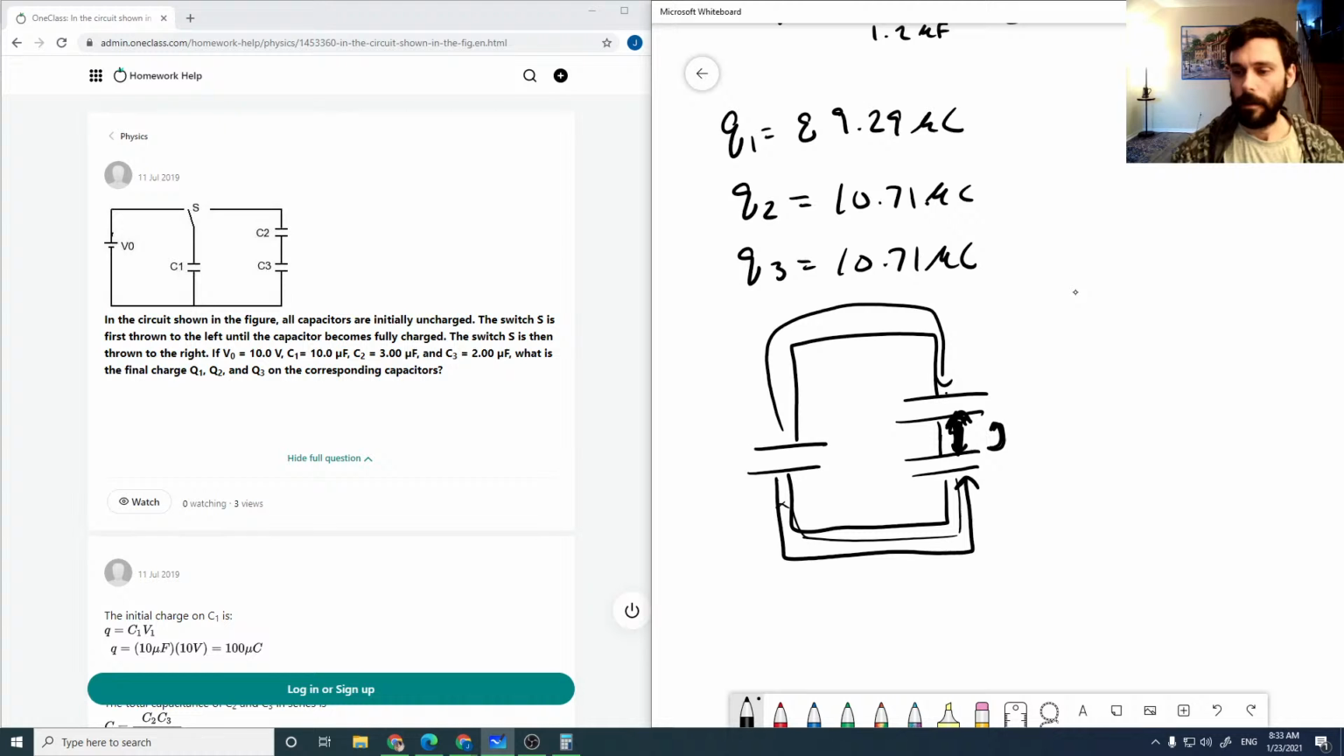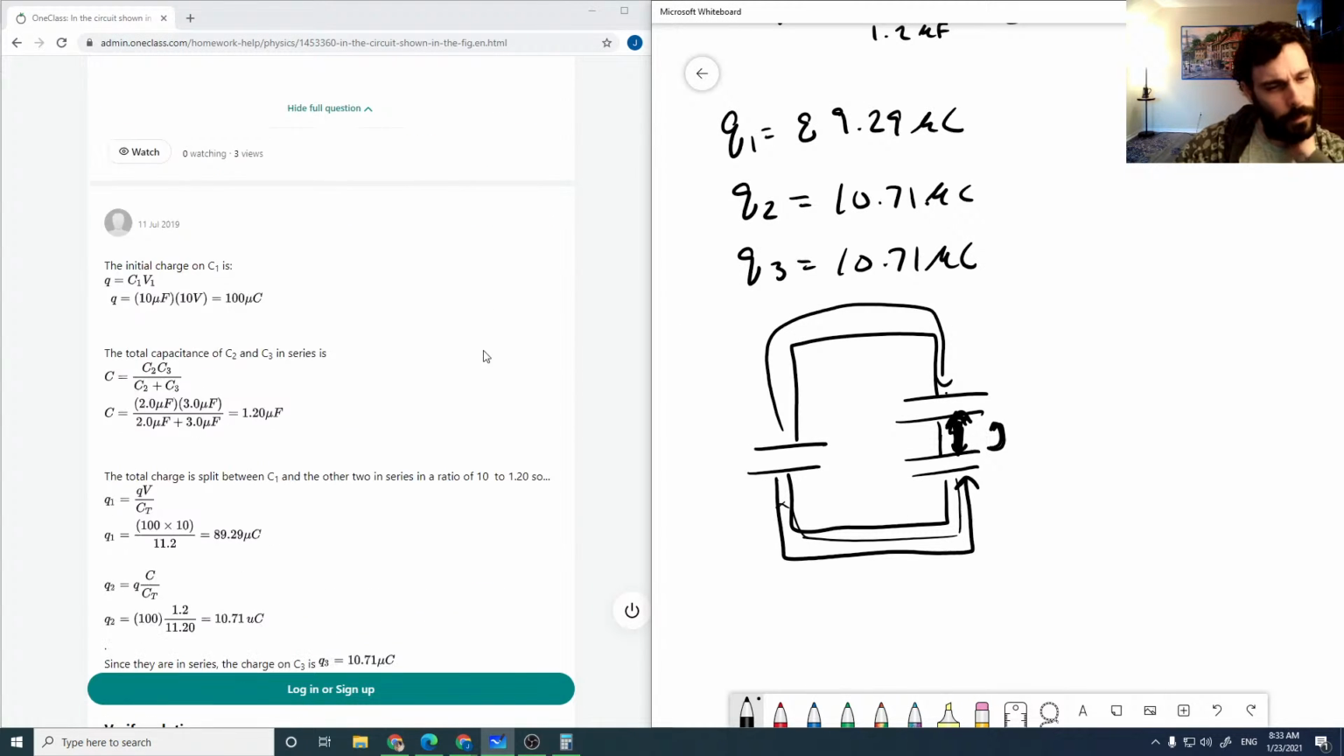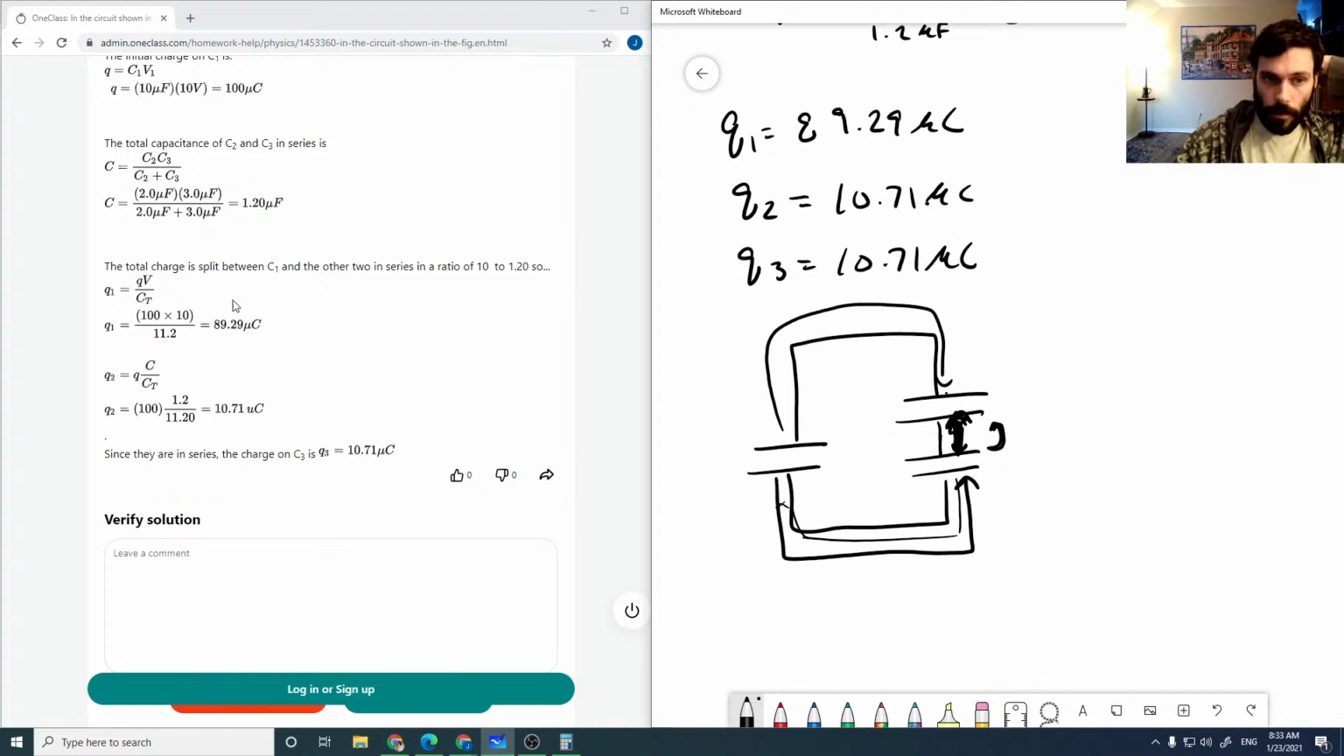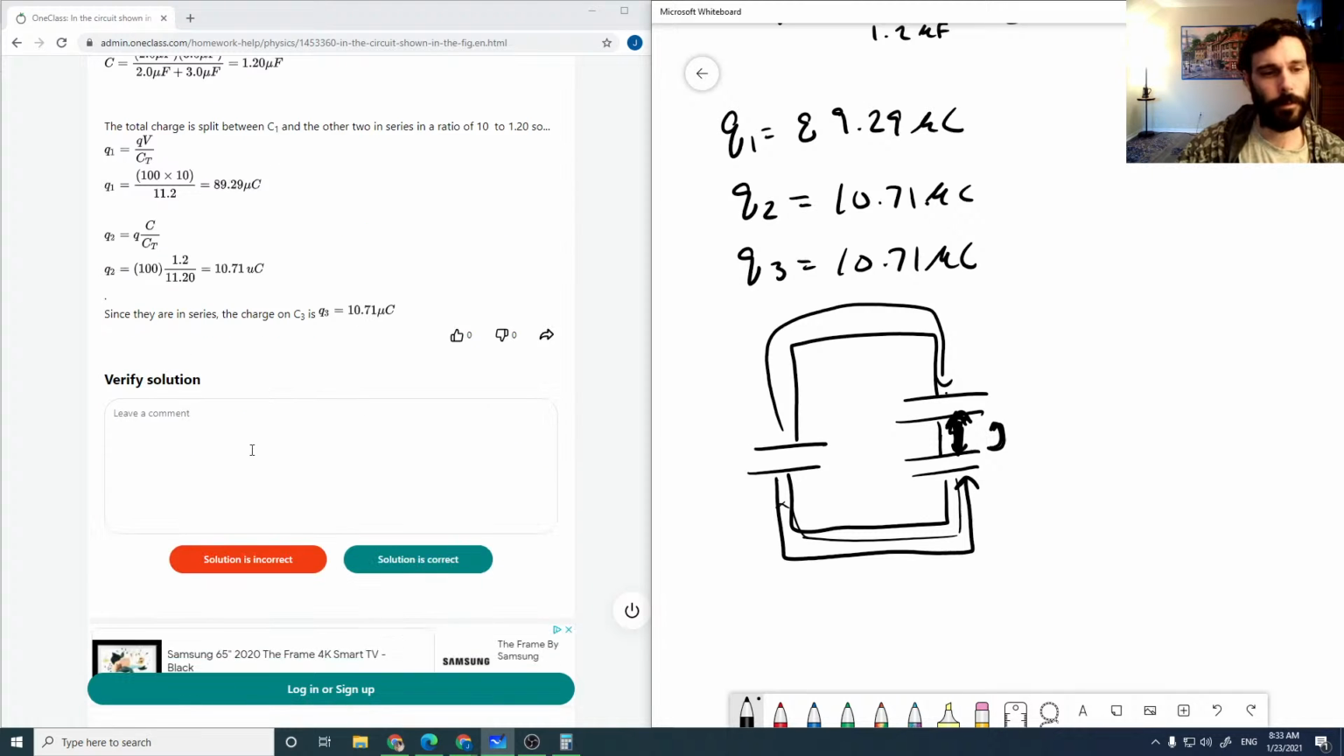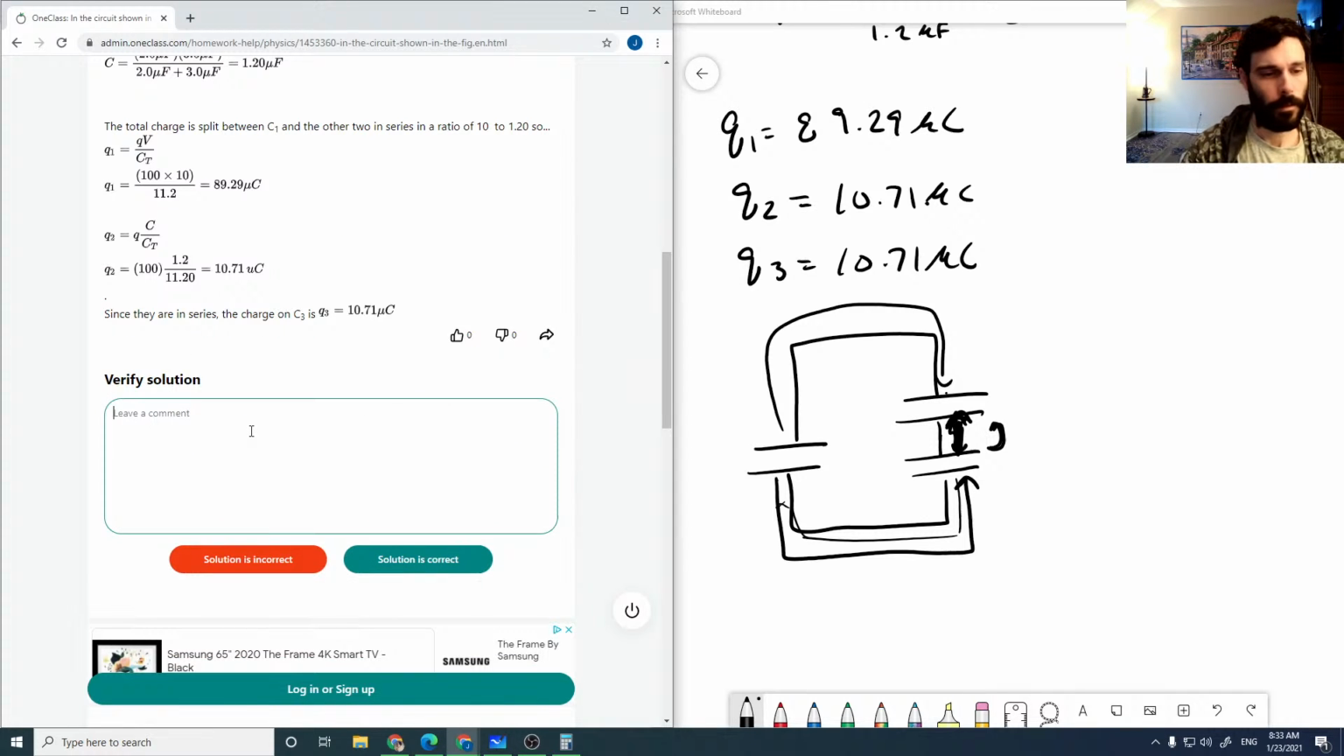Okay. And if we check the solution here, this person just used the ratios, as I said. So you could just use the capacitance ratios to get that the charge is 89.29 and the charge on 2 is 10.71. And the charge on 3 will also be 10.71. So this is good.